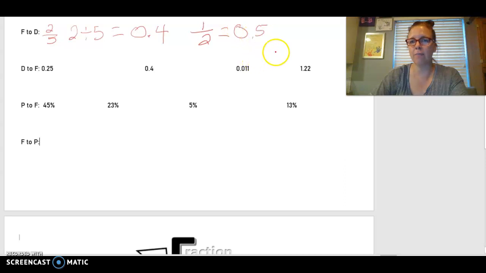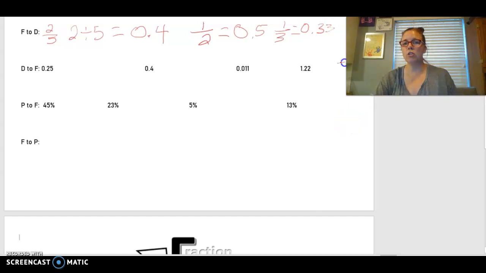0.5. Now, what if it's 1/3? Put that in your calculator. You should get 0.33333333. Okay, so what you do when it's repeating is you put a line over what's repeated. So you could put it like that. You could put 0.3 just once.